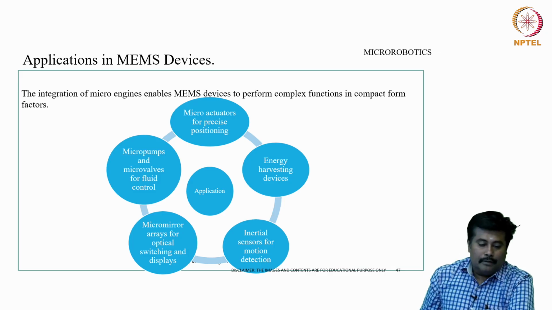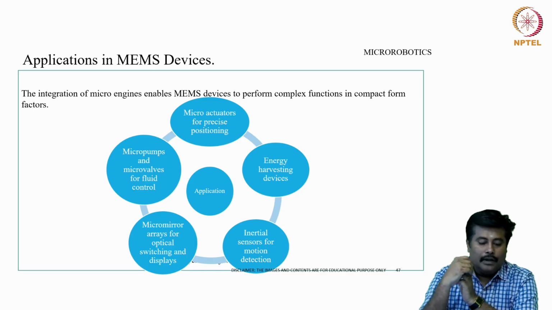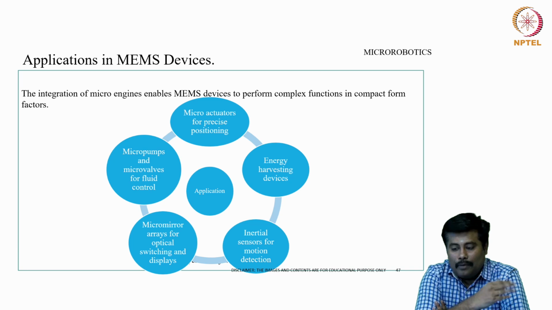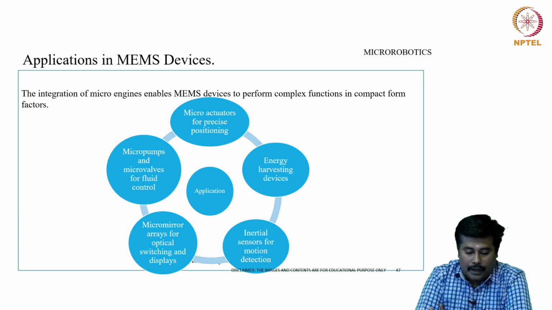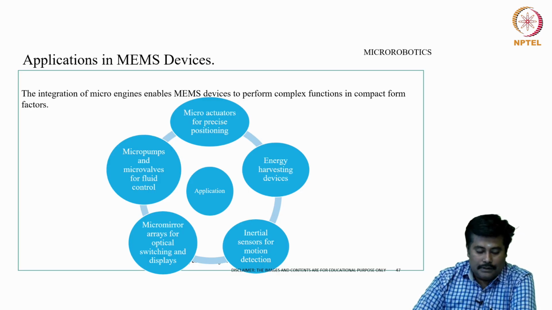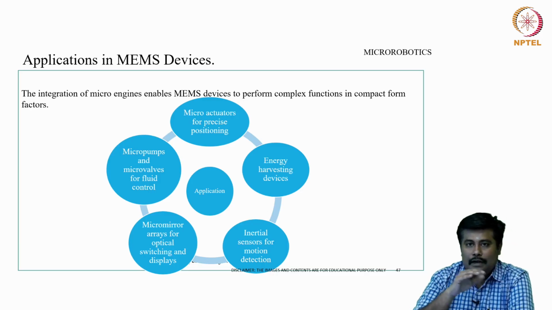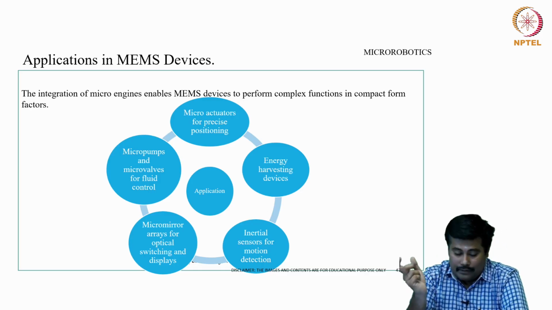As far as applications in MEMS devices are concerned, the integration of micro engines enables a MEMS device to perform complex functions in a compact form factor. Some of the microsystems are listed here. One important microsystem is the micro pump, which has valves for fluid control. Then there is a micro actuator, ideally used for precise positioning. There are a few energy harvesting devices effectively used for harvesting applications.